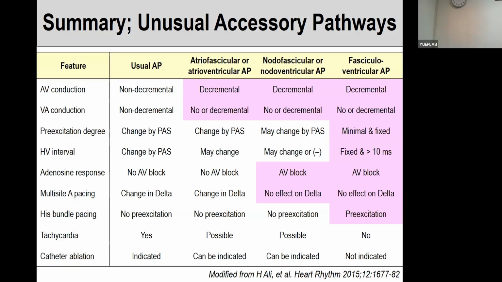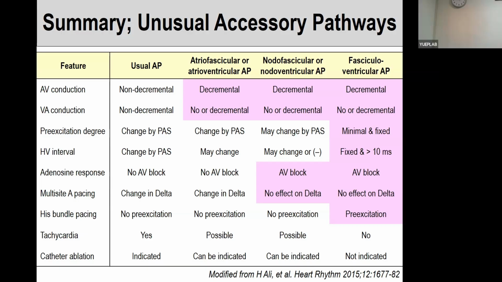But in all the cases presented, we were dealing with unusual pathways with antegrade conduction. Right. Sometimes we come across concealed nodoventricular, nodofascicular unusual pathways which present like AVNRT, AV reentrant tachycardia. So how can we suspect them? Actually, the concealed form of nodoventricular, nodofascicular pathway is more common.